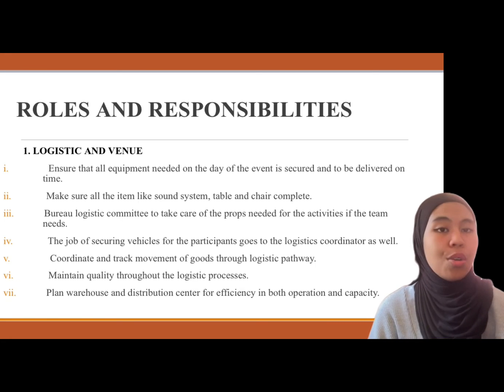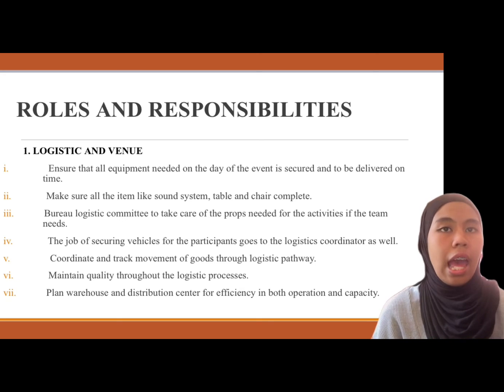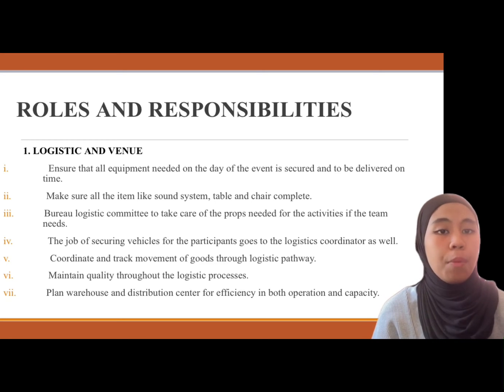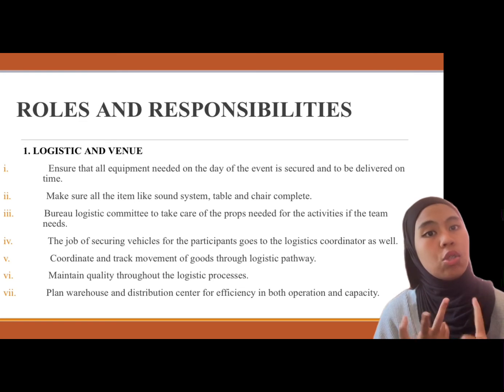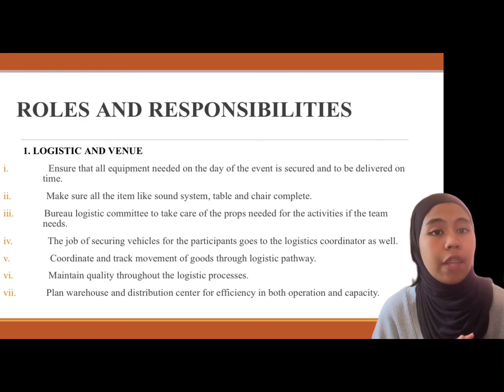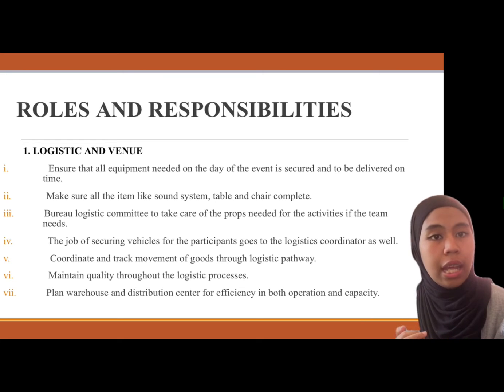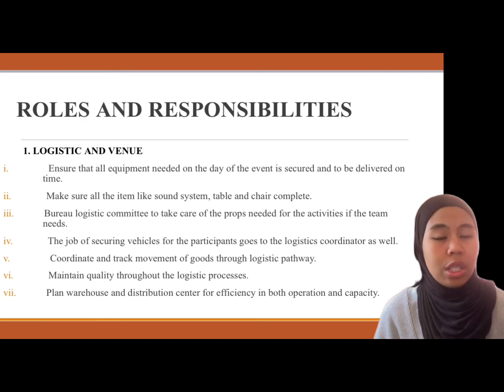Logistic and venue responsibilities are to ensure that all equipment needed on the day of the event is secured, and make sure all the items have been delivered on time. And then the second one is Bureau Logistic must make sure all the items like sound systems, tables, and chairs are complete, and the total of tables and chairs must be complete and must be checked first before going to deliver.